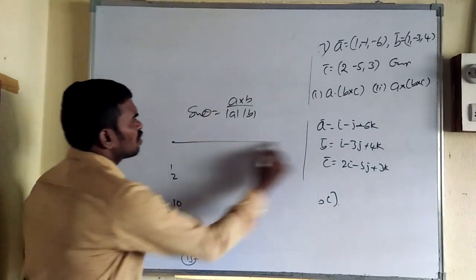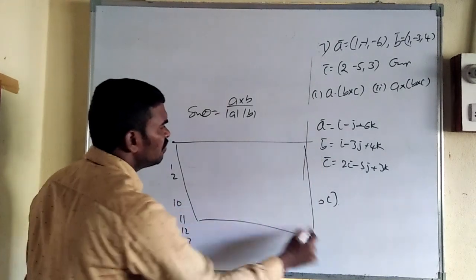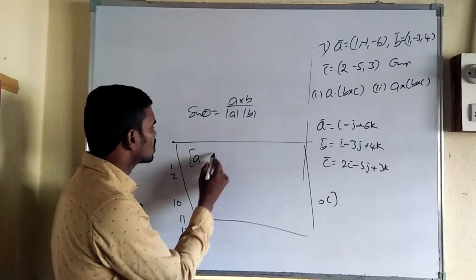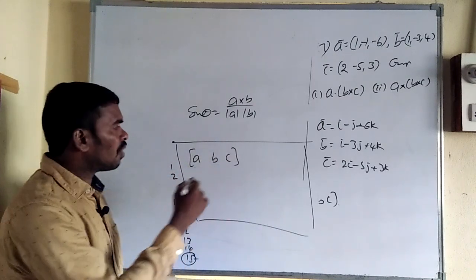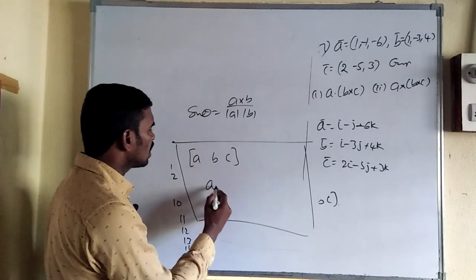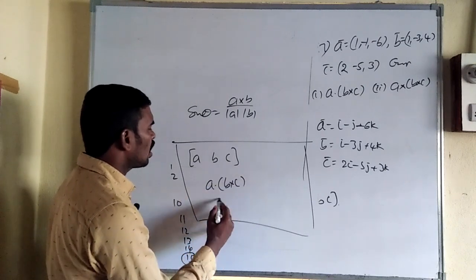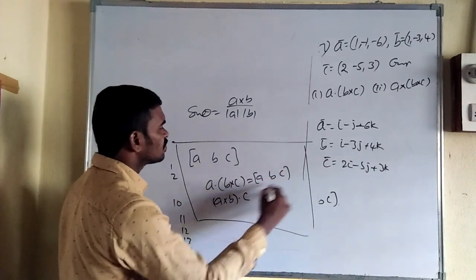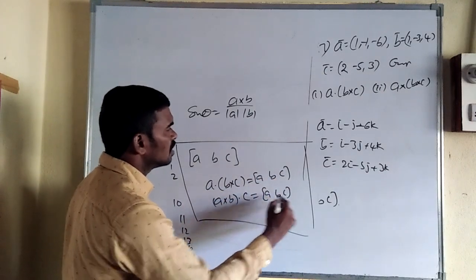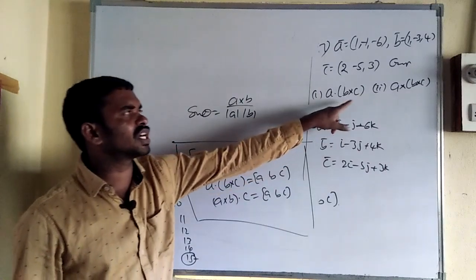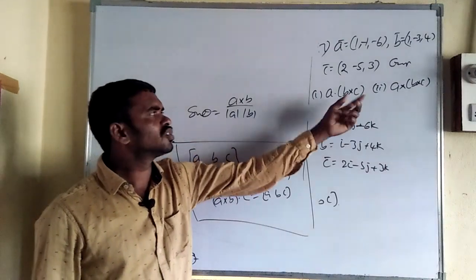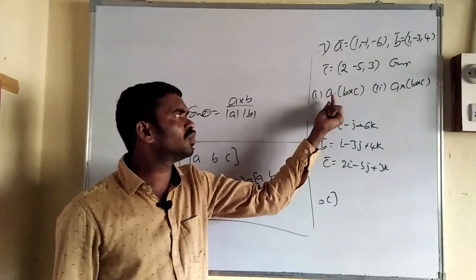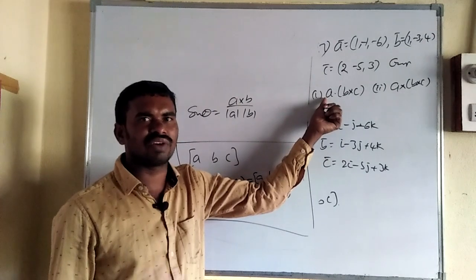Next, the last point, which generally till now we did not use. One small concept: sometimes we are finding box abc. Box abc is nothing but a dot b cross c or a cross b dot c. So this is nothing but box abc. For example, here one question is asked, find a dot b cross c. Of course we can find first b cross c, and after getting b cross c we can do the dot product with a. That is one concept.